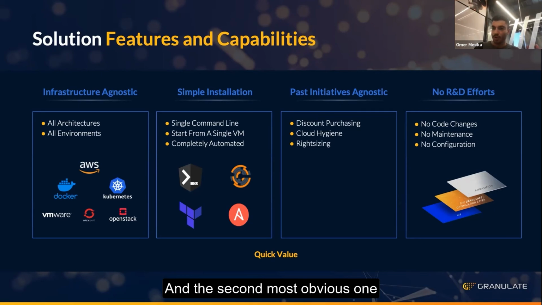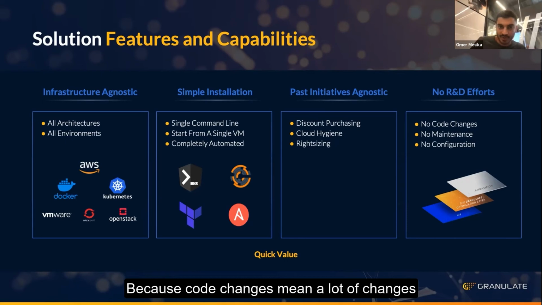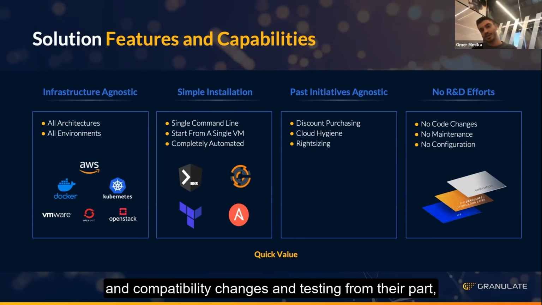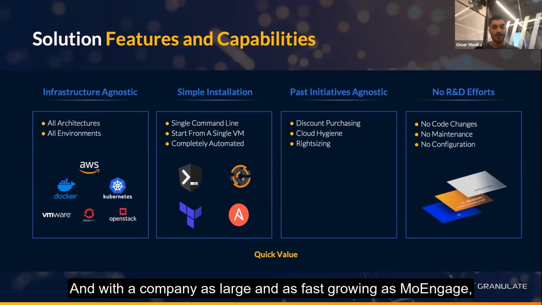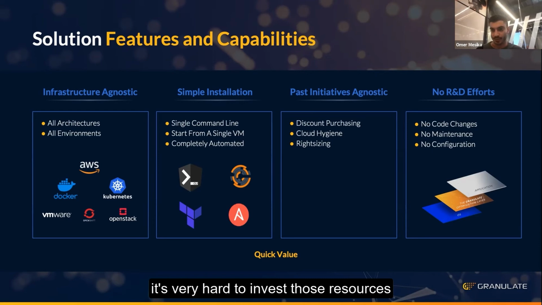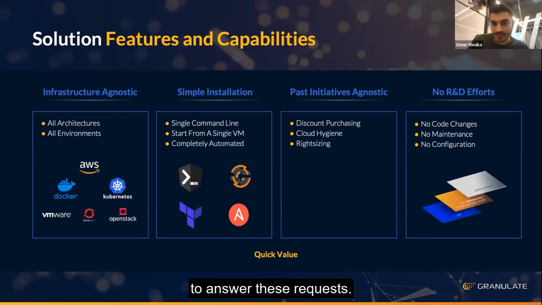And the second most obvious one is to not make any code changes, because code changes mean a lot of changes and compatibility changes and testing on their part, which they don't have the resources to do. And with a company as large and as fast-growing as MoEngage, it's very hard to invest those resources to actually enjoy the solutions, even if there are actual benefits. So Granulate is in a very good position to answer these requests.